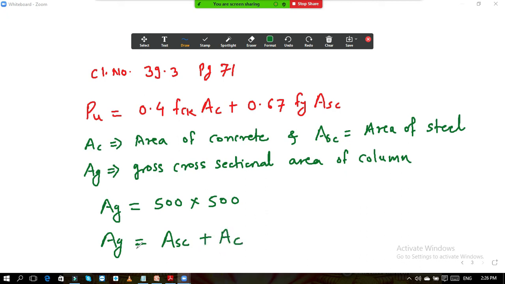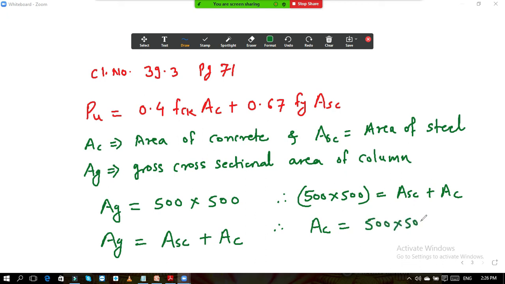So now if I put here 500 by 500, I can put area of concrete in terms of area of steel. Okay, so therefore here I can write 500 by 500. This is my gross area, which is equal to area of steel plus area of concrete. So if I write the equation for area of concrete, then area of concrete will be 500 by 500 as it is, minus area of steel.